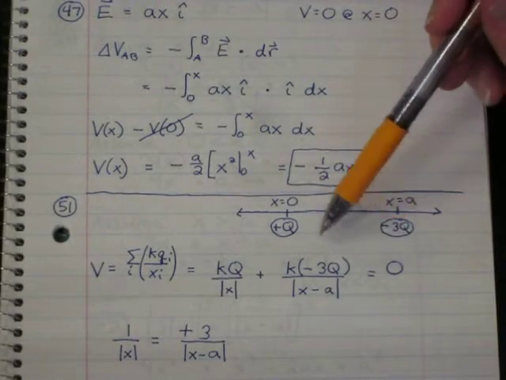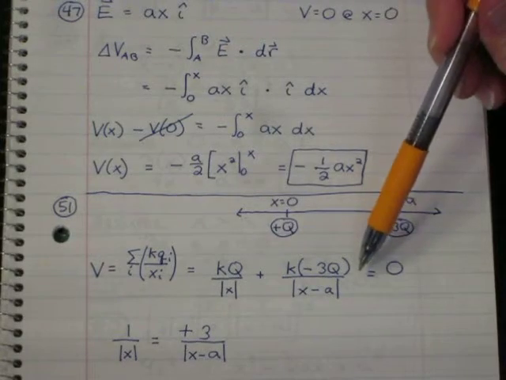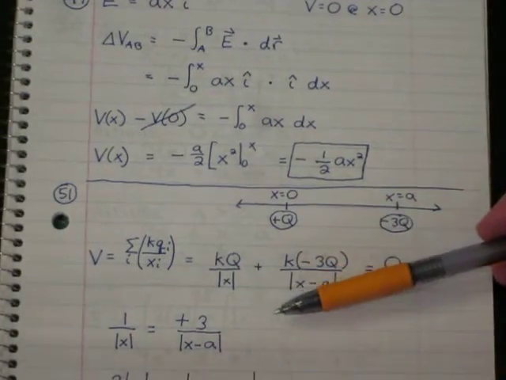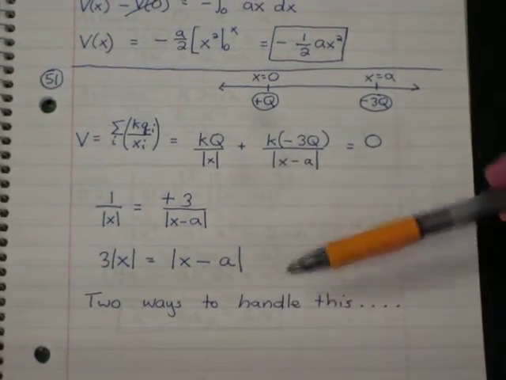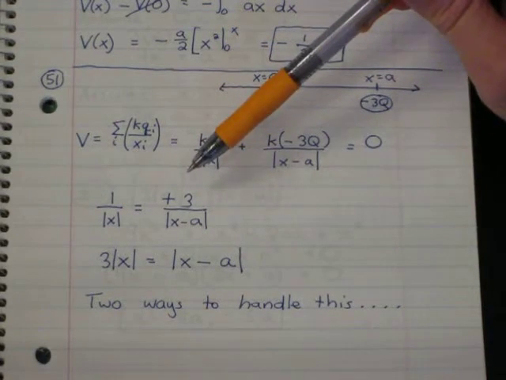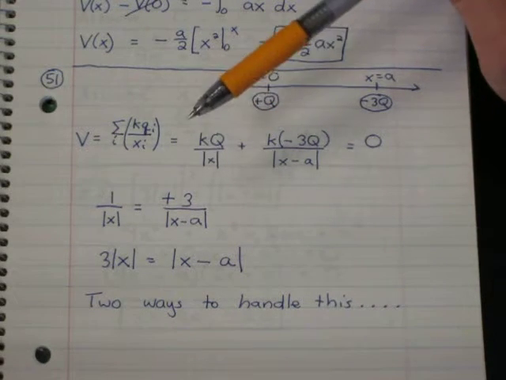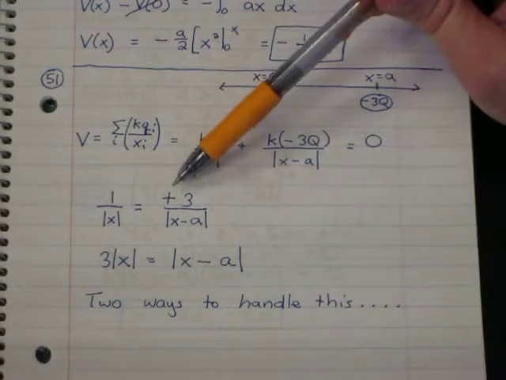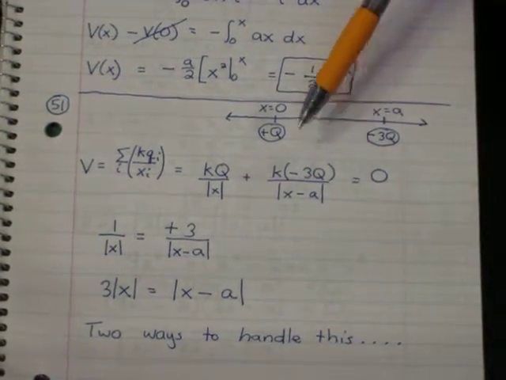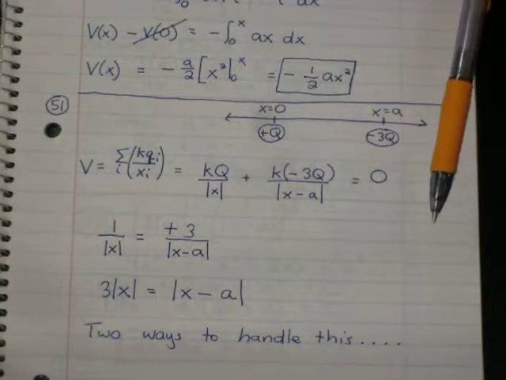So now we simplify. We can factor out k, we can factor out q, they will divide out, and we're left with 1 over the absolute value of x equals positive 3 over the absolute value of x minus a. Where this positive came from, just keep in mind what I did. It was negative when it was on the left-hand side of the equation, but then I added it over to the right-hand side of the equation.